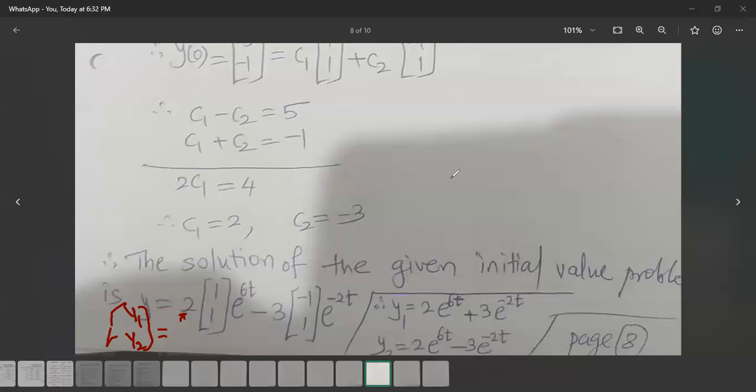Is it fine? And going with the second row, you can say 2 into 1, e raised to 6t, I have written. Minus 3 into 1 means minus 3 e raised to minus 2t. So we got two equations separately. This is the solution.